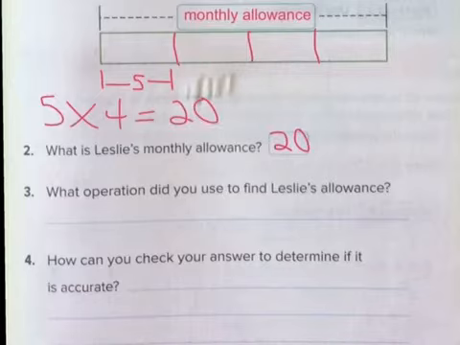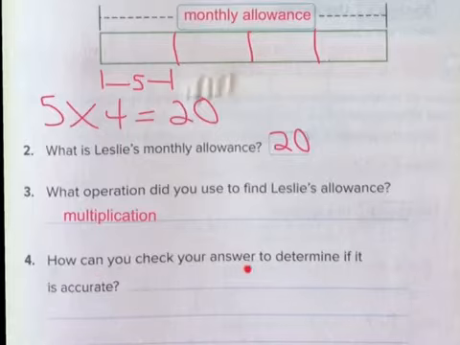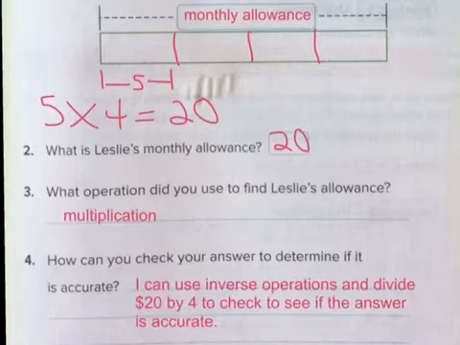So what operation did we use? Multiplication. How can you check your answer to determine if it's accurate? Well, we can use inverse operations, the opposite of the operation, and divide $20 by 4 to check to see if the answer is accurate. Please place a star right there as a key answer. Pause the video to finish copying this down.